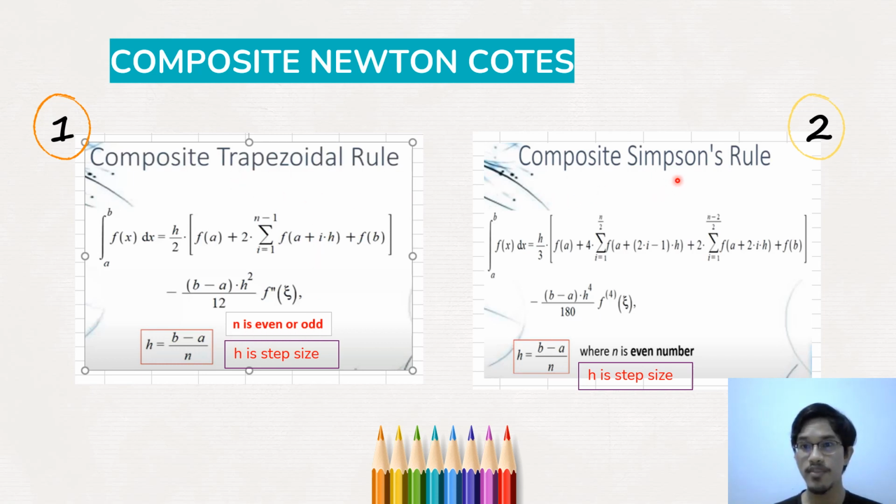Next, the Simpson rule is h over 3 times f(a). Same as before, a is the lower limit, plus 4 times the summation of these terms, plus 2 times the summation of these terms, plus f(b), where b is the upper limit. Same as before, h is the step size, (b minus a) over n. But in this case, n is valid only for even numbers. Odd numbers are not valid.